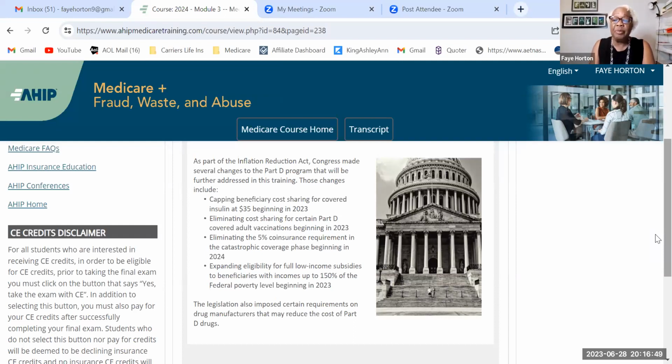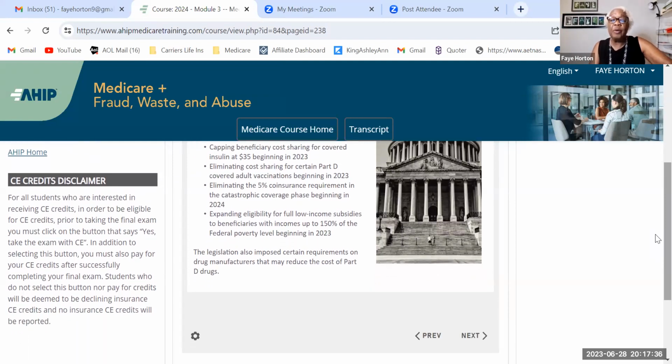Also, eliminating the 5% coinsurance requirement in the catastrophic coverage phase beginning in 2024. So right now, in the catastrophic phase, it's a fixed copay amount for generics or 5%, whichever is greater, and it's a fixed copay amount for brands or 5%, whichever is greater. So what this is saying is that for 2024, the 5% coinsurance requirement is being eliminated.